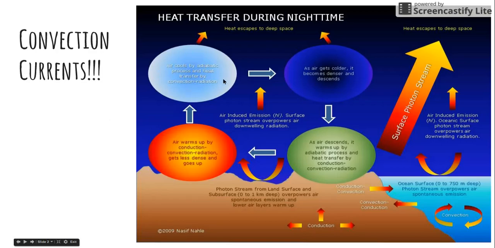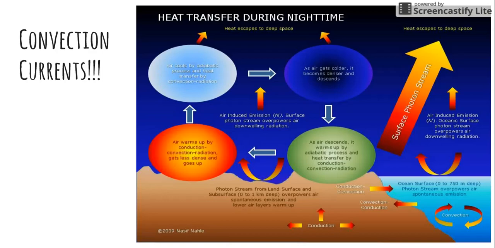The air starts to cool again. And as it cools, some of the heat escapes into deep space. When you have this happening, it gets colder and colder because the heat is escaping. And then it descends once again to warm up because this colder air is denser and the warmer or hot air is less dense, so it rises.